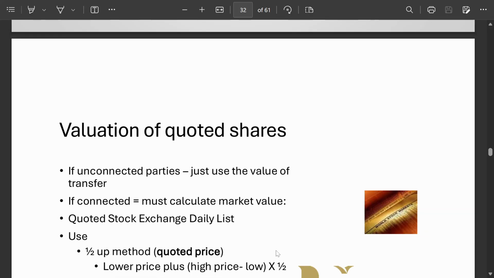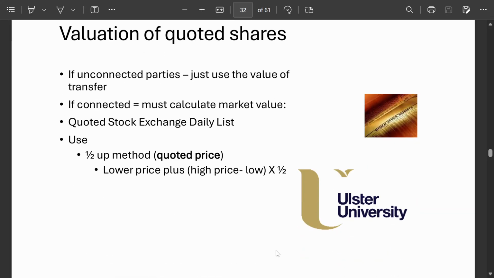Now, how do we identify the cost of shares? Valuation of quoted shares. Okay. If the parties are unconnected, it means that this is an arm's length transaction. Okay. So generally we assume there's arm's length, unless there's some information in the question that tells us that they are connected. So if it's unconnected, we can just use whatever the value of the transfer was, because it's assumed to be at market. If connected, we have to use the market value.